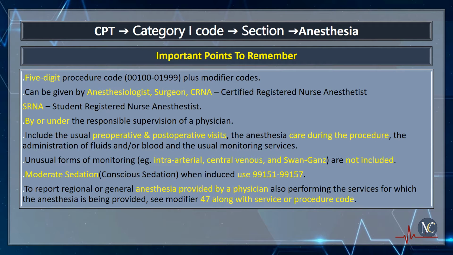To report regional or general anesthesia provided by a physician also performing the services for which the anesthesia is being provided, we will use the modifier 47 along with the service or procedure code. An anesthesia code should not be used along with modifier 47.